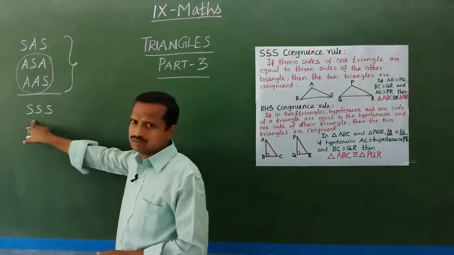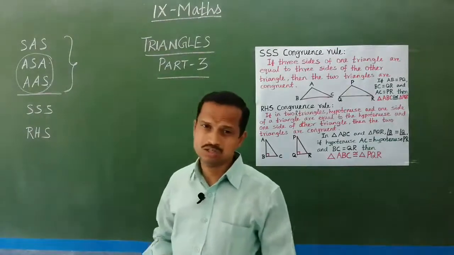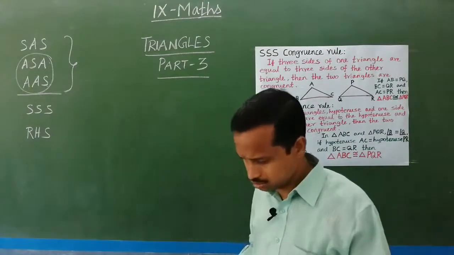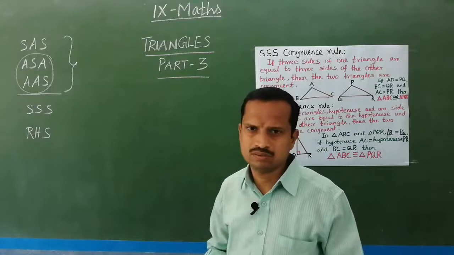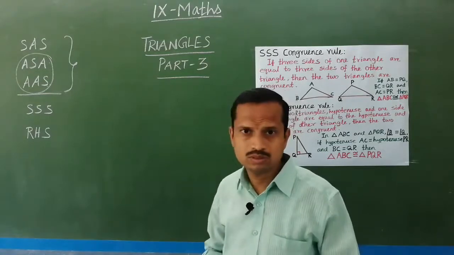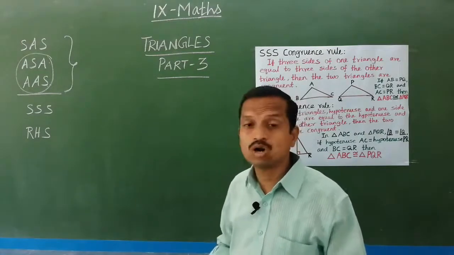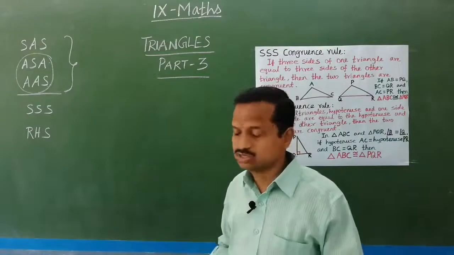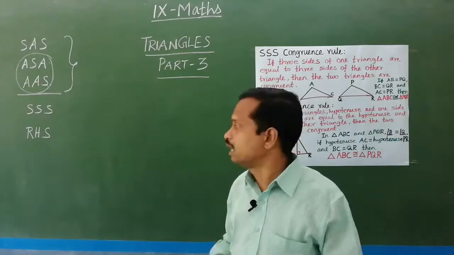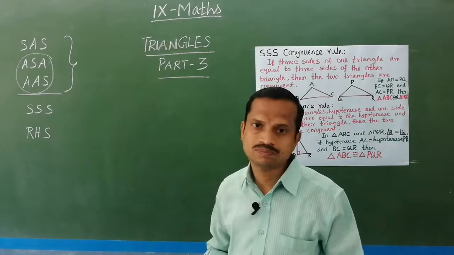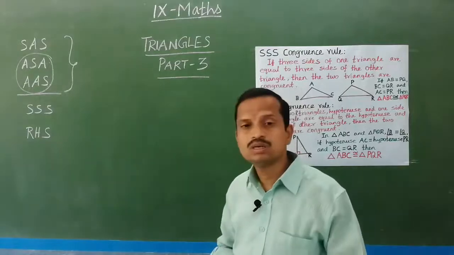Triple S congruence rule, and then RHS. RHS means, when we try to prove a theorem or any problem, left hand side, right hand side may be there. But here RHS means you don't think of right hand side. In triangles, the RHS congruence rule means R represents right angle, H represents hypotenuse, and S represents one side of that right angle triangle. Clear? So RHS rule means right angle, hypotenuse, and one side.